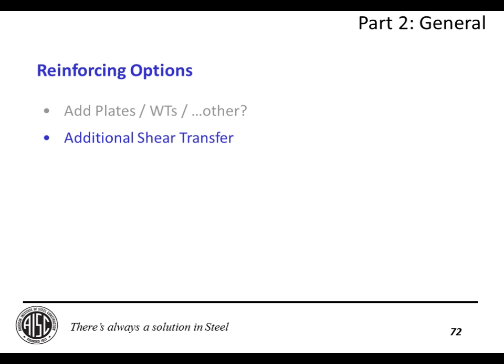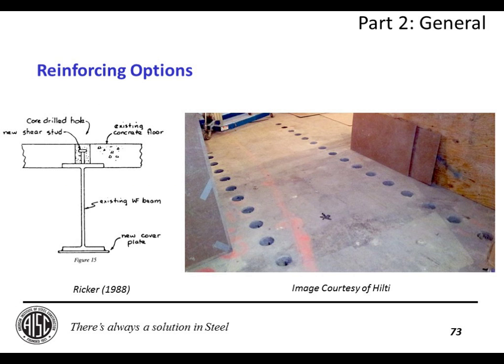Okay, so that's the option of putting some reinforcing from below, but what about adding additional shear transfer? This is much less common, but it is certainly feasible. The image on the left is a picture from Ricker's paper, and the image on the right is a picture from Hilti that shows coring down through an existing slab to the top of the beam and adding in additional shear transfer. I would really recommend only doing this in extreme situations or situations where your beams were designed to be non-composite in the first place. So you're actually adding composite action to a non-composite beam supporting a slab.